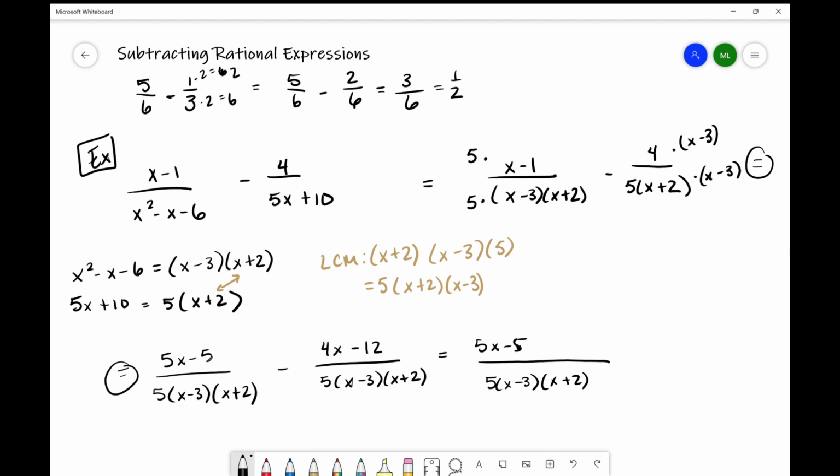So remember that you have this minus sign, and it does negate everything in the second expression, 4x minus 12, so that becomes minus 4x plus 12. Negate just means the opposite of the sign that it is. And then let's combine our like terms. Our denominator doesn't change, x minus 3, x plus 2. And then we have 5x minus 4x combined, so that's just x. And then negative 5 plus 12, which is the same thing as 12 minus 5, so that's x plus 7. And this is our rational expression in simplest terms.